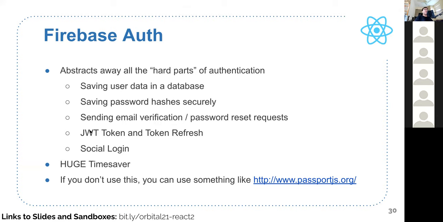And then there's things like JWT token verification and token refresh. So basically, whenever you want to verify that your user is the actual user that they claim to be, you need to verify something called JWT tokens. It's kind of a cumbersome process that you need to manage. And for a lot of you guys, you probably also want to add social login.